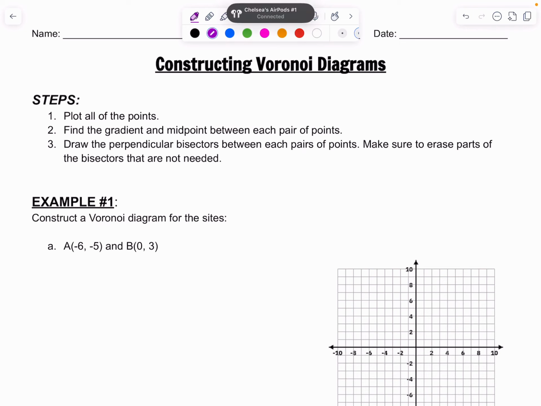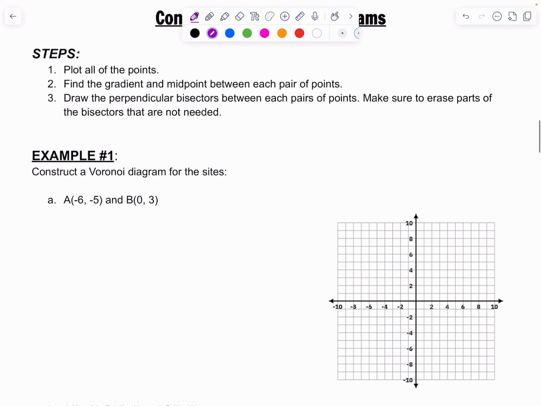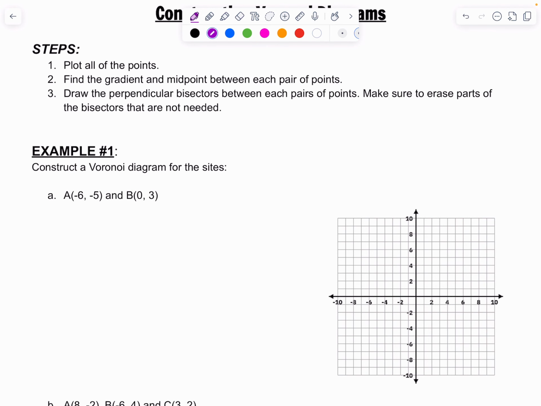Hello, we're going to talk about constructing Voronoi diagrams. When you construct Voronoi diagrams, there are 3 steps that you need to follow. The first step is to plot all of your points. The second step is to find the gradient and the midpoint between each pair of points. The third step is to draw all of your perpendicular bisectors between the pairs of points. And then you want to make sure to erase parts of the bisectors that you do not need.